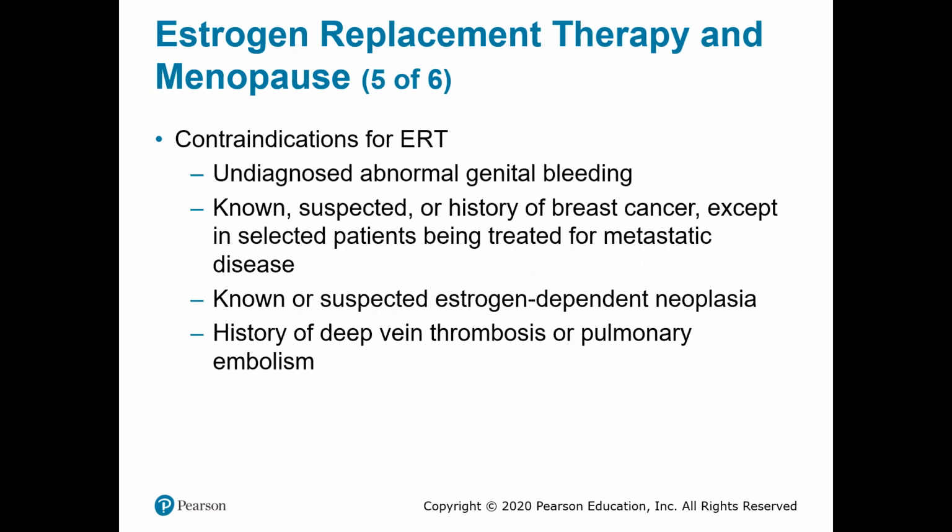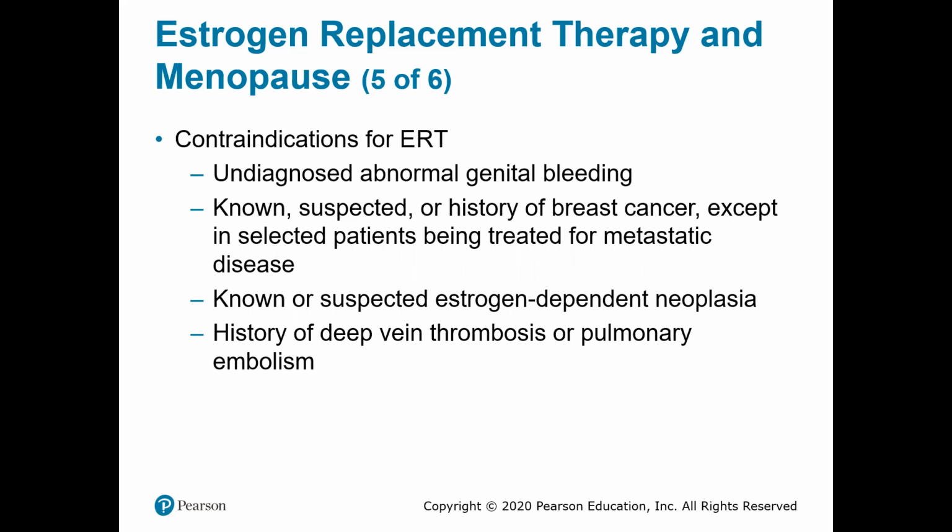However, this is the second set of bullet points on the bottom right of textbook page 543. There are contraindications for estrogen replacement therapy. So estrogen replacement therapy should not be utilized when we have undiagnosed abnormal genital bleeding. If there is a known or suspected or a history of breast cancer, again, except in those selected patients being treated for metastatic disease.